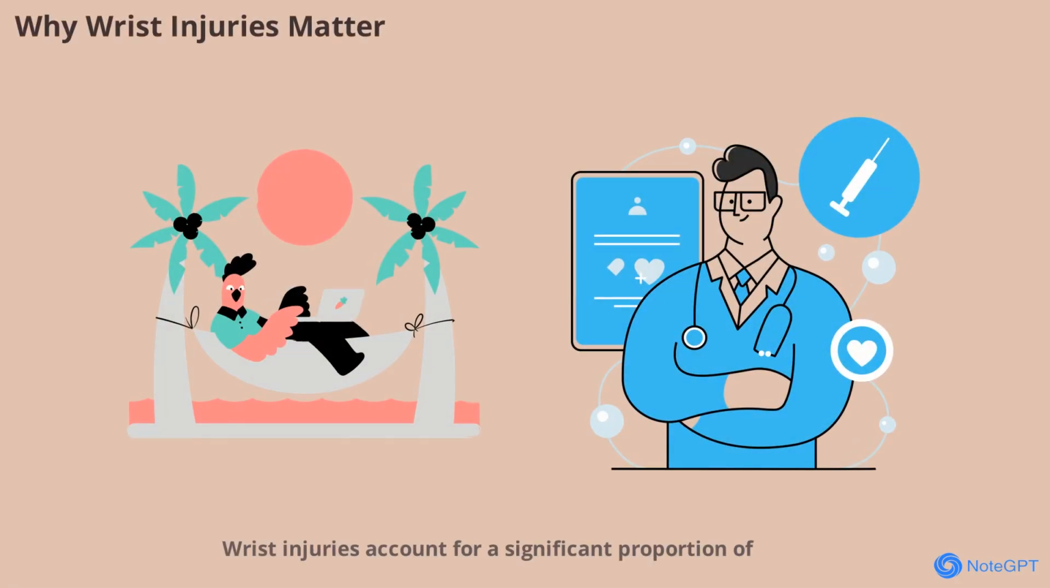Wrist injuries account for a significant proportion of musculoskeletal disorders in both sports and occupational settings. They can lead to missed workdays, delayed return to play, and chronic issues if not managed properly. Early and accurate diagnosis is essential to prevent complications such as chronic instability, degenerative joint changes, and permanent functional impairment.